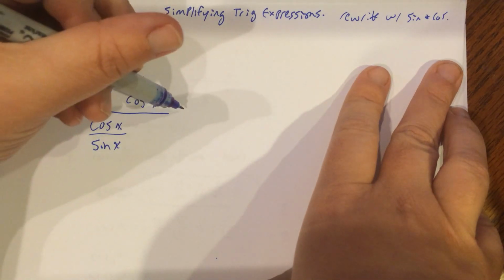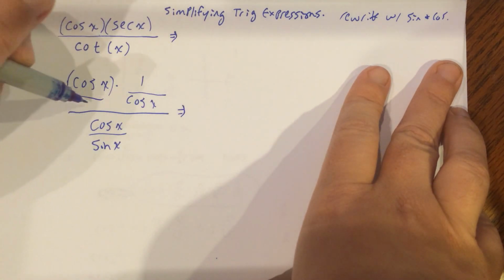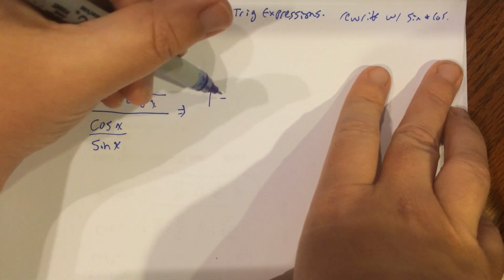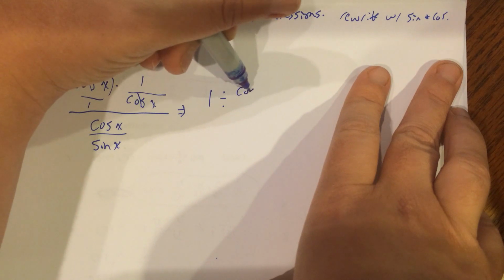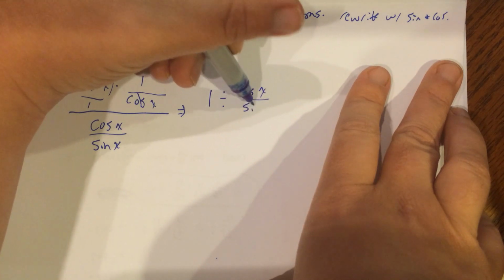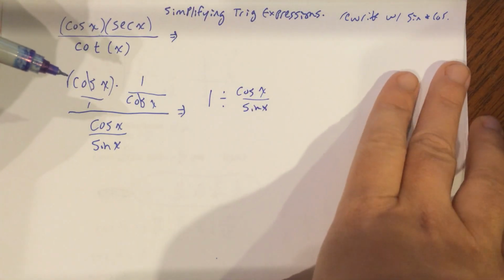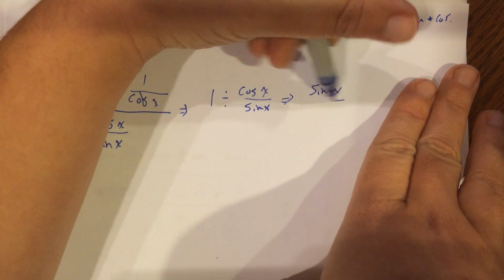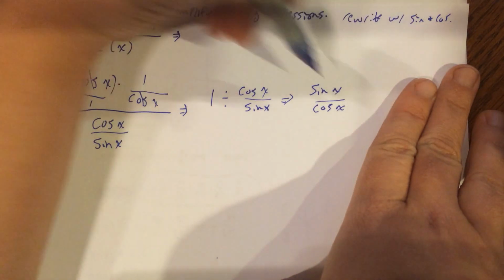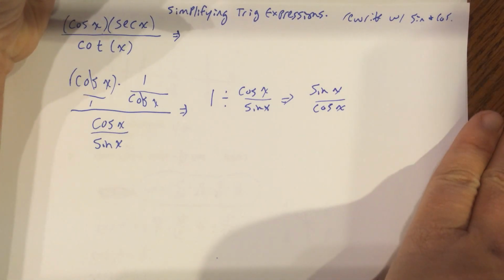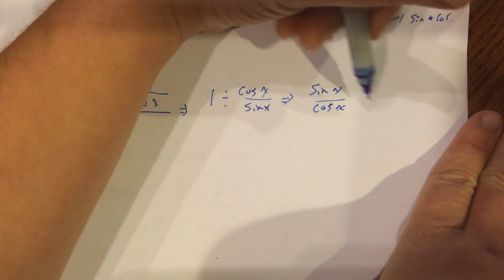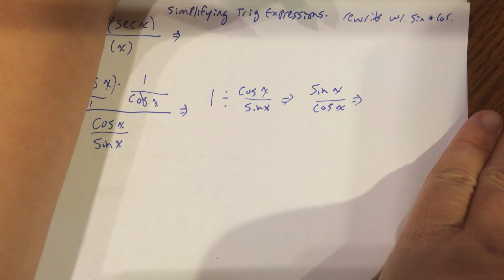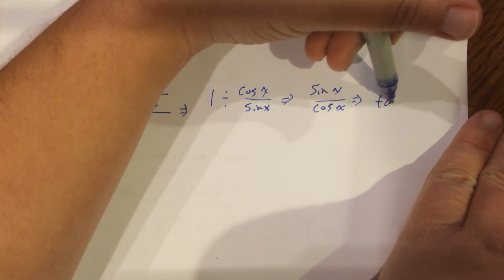So now if I simplify this on the top, these just cancel. So I have 1 divided by cosine x over sine x. When I'm dividing, I flip and multiply. So really I just have sine x over cosine x times 1, but that's still just sine x over cosine x. I can simplify that. Sine over cosine is just tan.